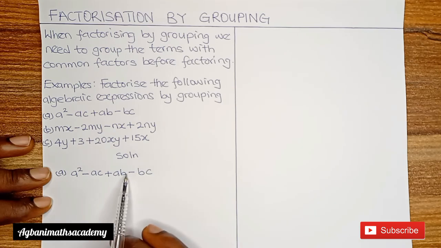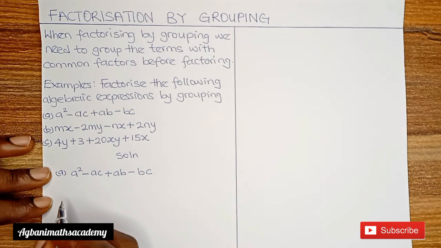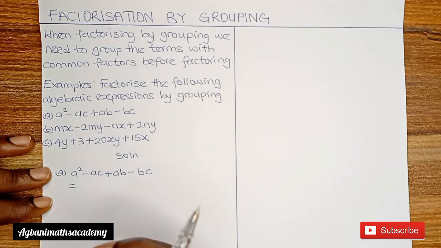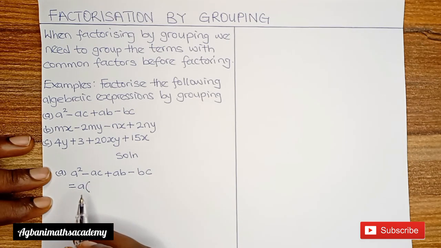Let's check this second group. We have ab and bc. b is here and b is here. So we can factorize them together. Let's go ahead to factorize. So a squared minus ac. What is common? a is common. So we bring it outside the bracket and open a bracket.